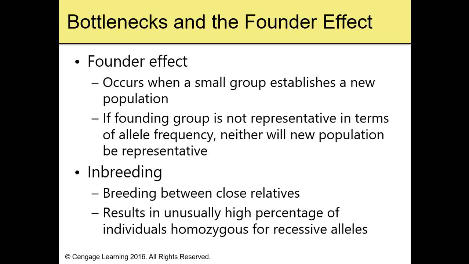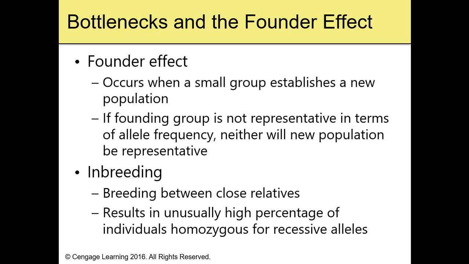Inbreeding also can affect allele frequencies and also kind of keep them stable in a way. But this is breeding between close relatives. For mammals, this is not good. Plants really like to do this, and it doesn't seem to harm them at all, so that's fine. But this results in an unusually high percentage of individuals that are homozygous for recessive alleles.